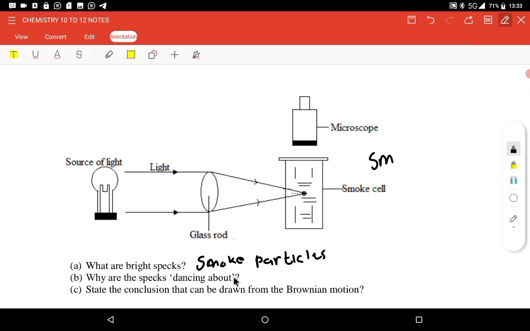Why are the specks dancing about? Dancing about means zigzag movement. Why? We've said it is because of collision with air molecules. Collision, meaning colliding, with air molecules.